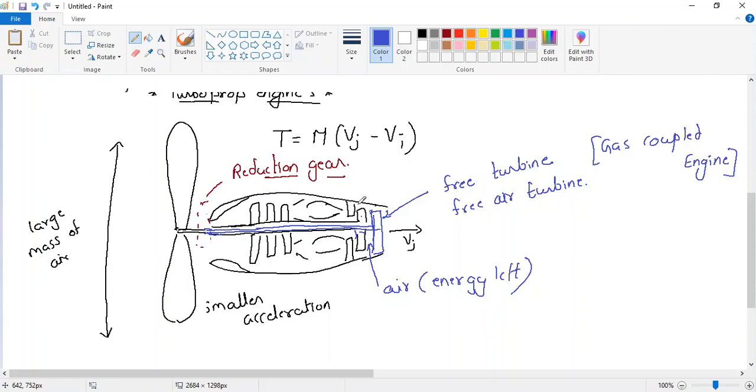We have got a starter, no beta. See, for every engine, remember, initially we have got a starter. So initially the inside core engine will start to rotate. Once the core engine starts to rotate, it will start sucking the air. As the air comes over here, it will rotate the free air turbine, and that will rotate the propeller.